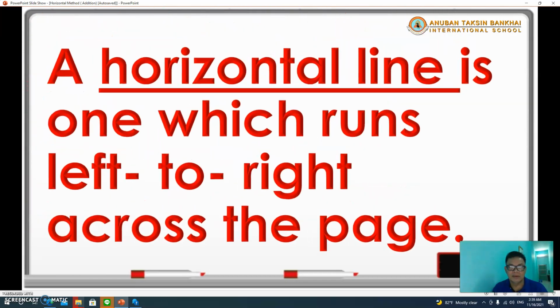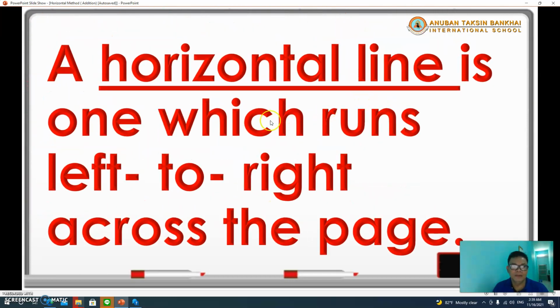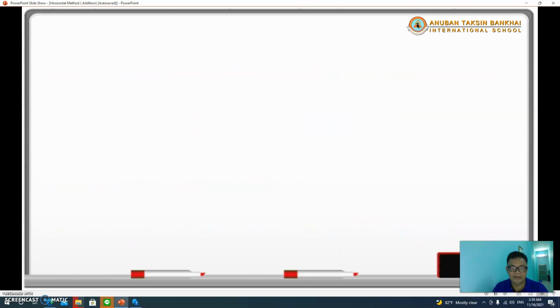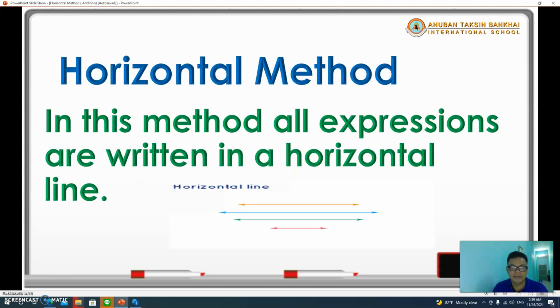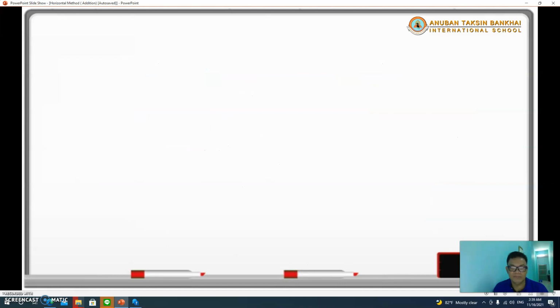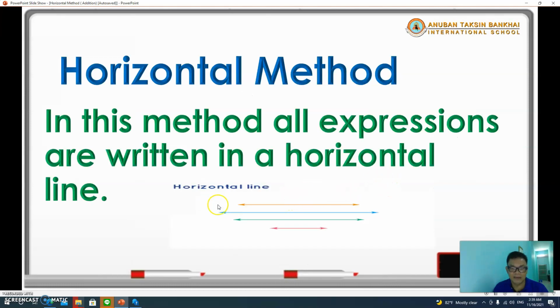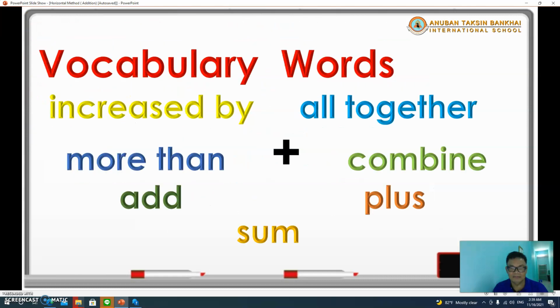A horizontal line is one that runs from left to right across the page. Look at this line. This is from left to right. So that is a horizontal line.